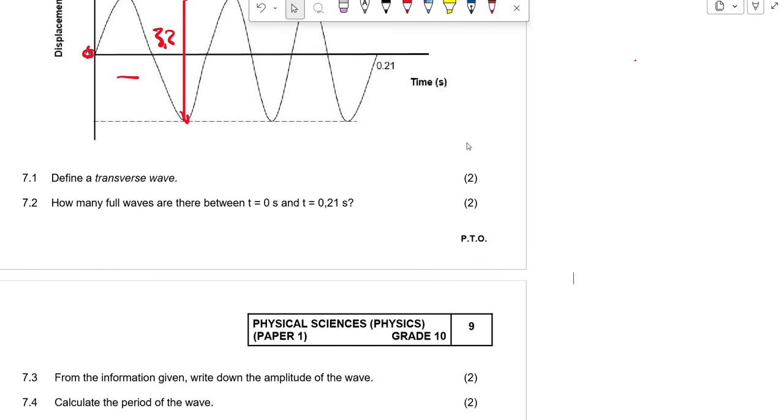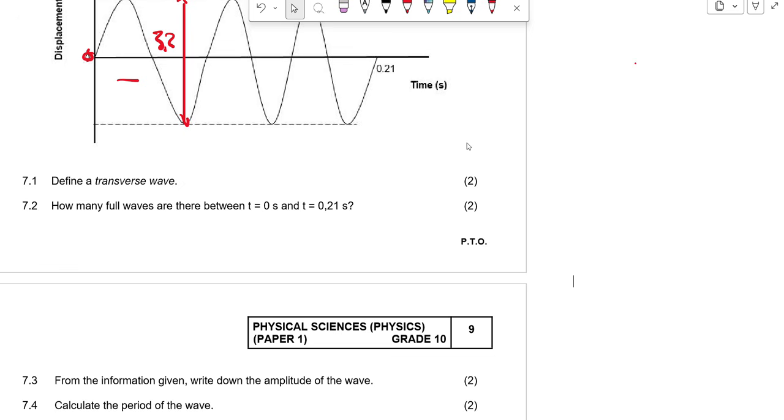Calculate the period of the wave. Okay? So period is the same as time. Do you know the formula that says T is equal to 1 over frequency? Okay? So what are we going to do here? They want the period, they want the time.